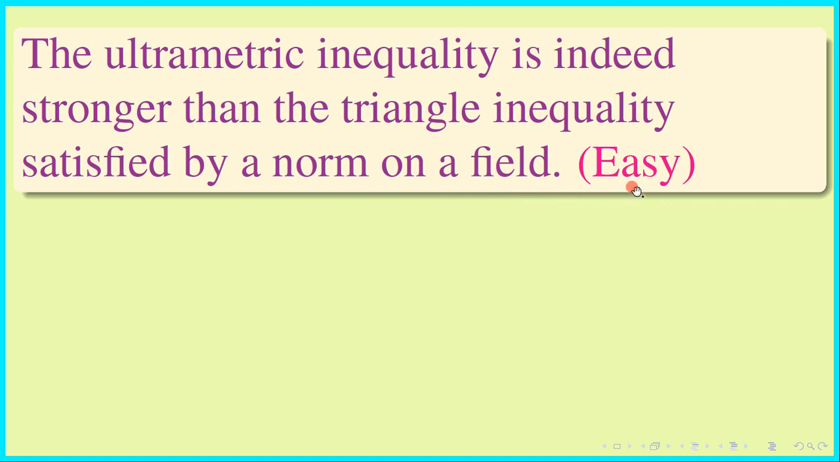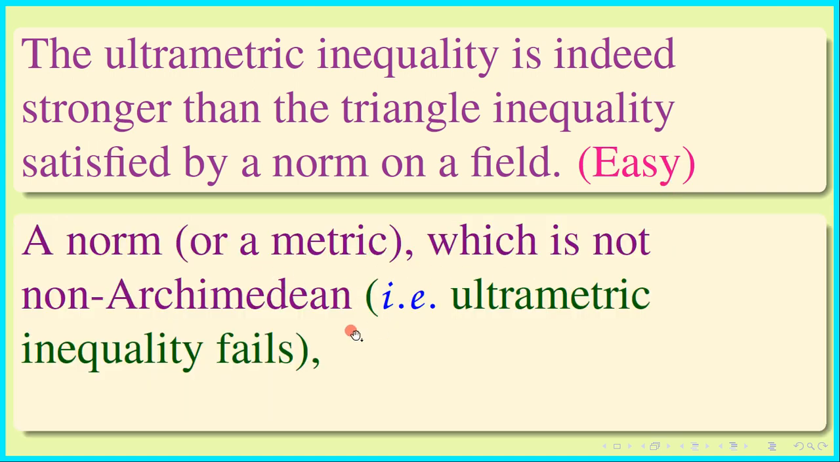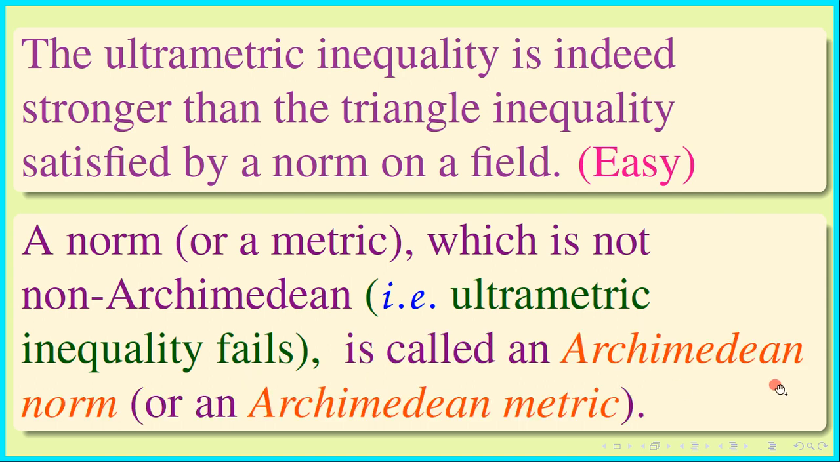Again, this is an easy exercise. A norm or a metric which is not non-Archimedean, that is, for which the ultrametric inequality fails, is called an Archimedean norm or an Archimedean metric. So Archimedean norm and Archimedean metric means the ultrametric inequality, the strong triangle inequality, fails, doesn't hold. Only the triangle inequality holds. And of course the first two conditions also.